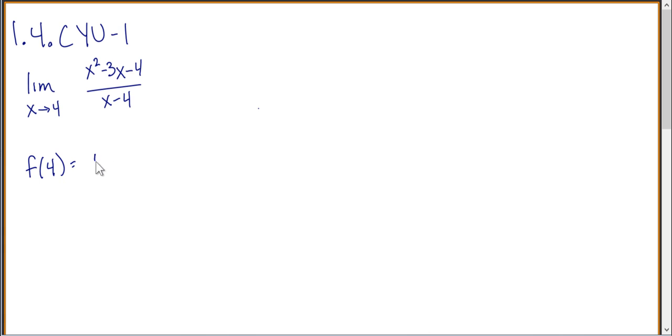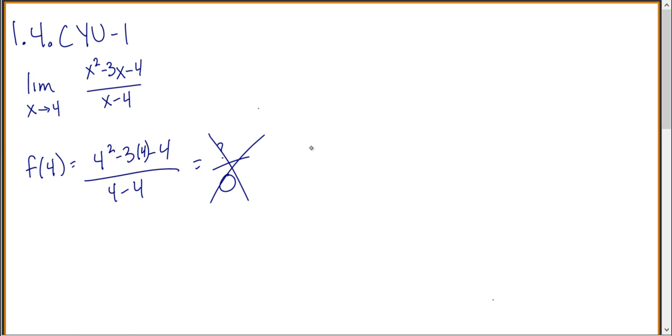Well, what happens when you try and plug it in? You get 4 squared minus 3 times 4 over 4 minus 4, which equals something we don't really care what over 0. And that's a big no-no. You can't divide by 0. So f of x is not defined at x equals 4. Okay, so I've done that. Let's go on to the next part.